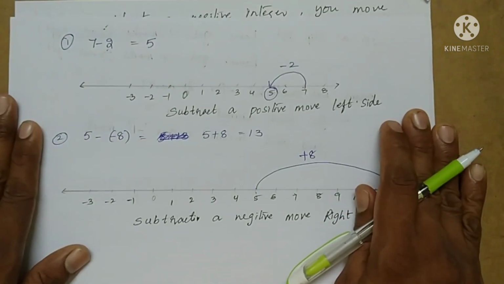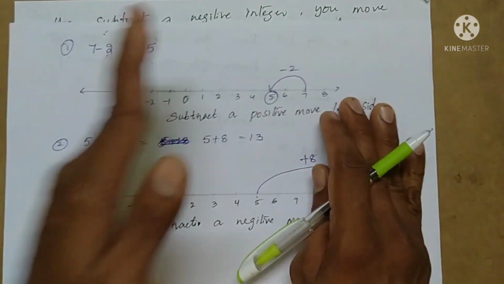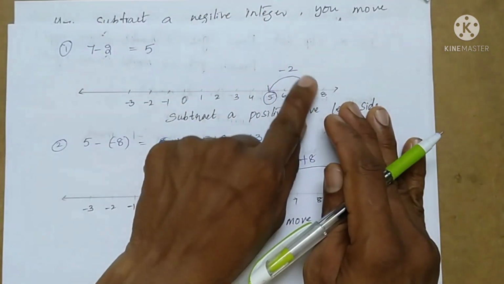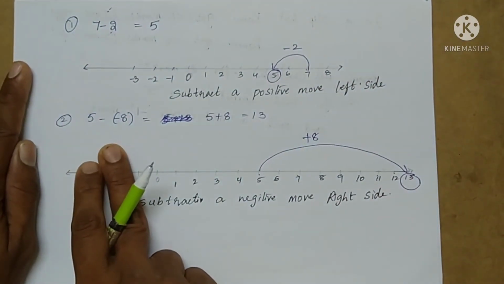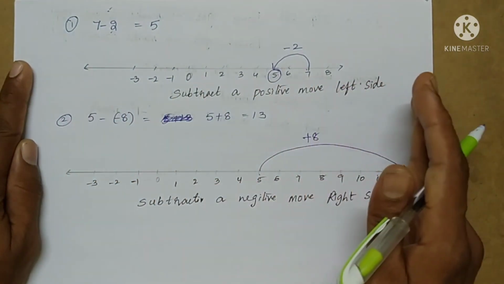Subtract a positive integer, we move left side on the number line. Subtract a negative integer, we have to move right side on the number line.